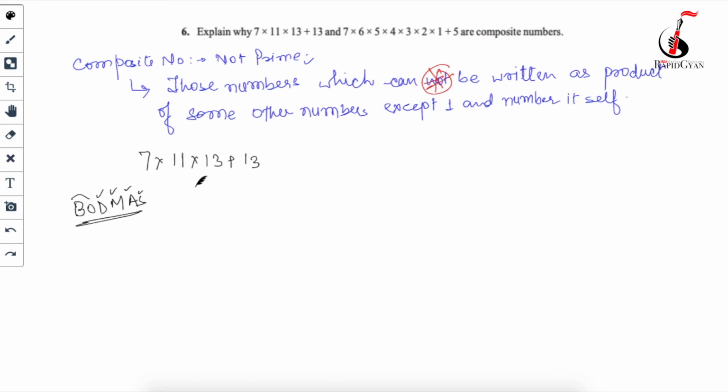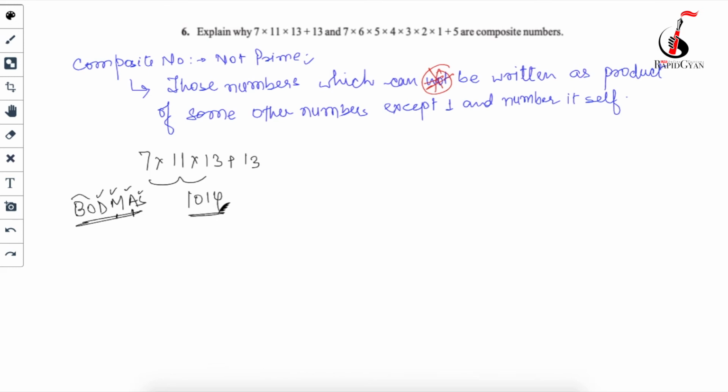So in this question there is a multiplication and there is an addition. So first you will have to do the multiplication and then the addition. If you first multiply, this will give you 7 times 11 times 13, and then plus 13. So what will be your answer? Can someone tell me? It will be 1014. So that's your answer.